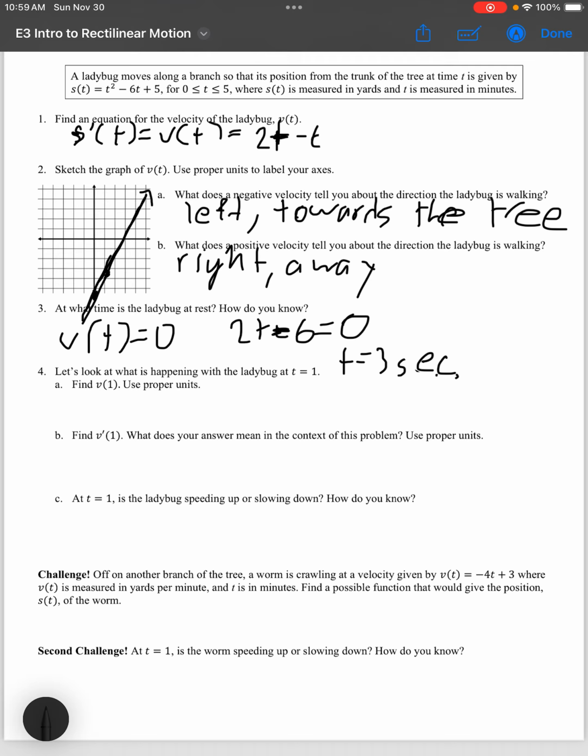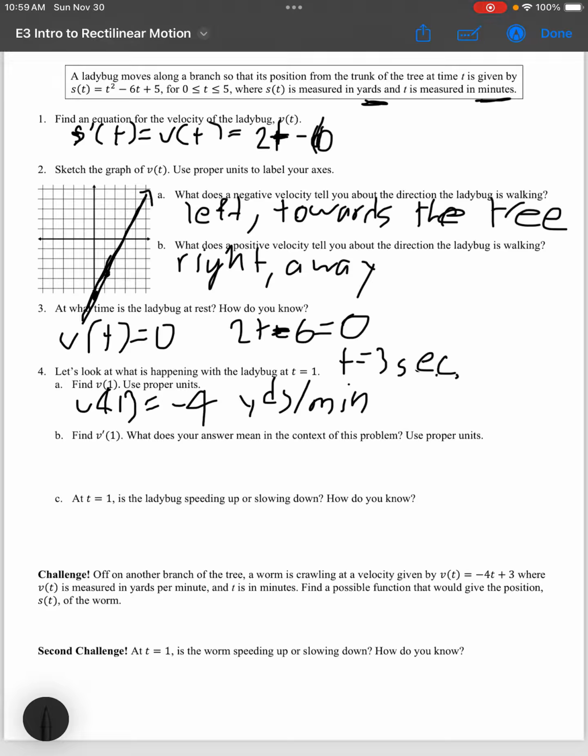Let's look at what is happening with the ladybug at t equals 1. Find v of 1. Use proper units. So v of 1 would just be found by putting 1 as t in our velocity equation. So v of 1 would be 2 minus 6 equals negative 4. And the units in this case would be yards per minute, since the position is measured in yards. So negative 4 yards per minute.